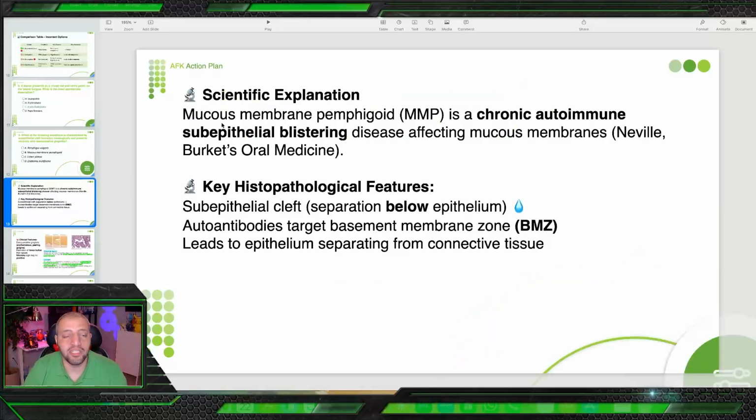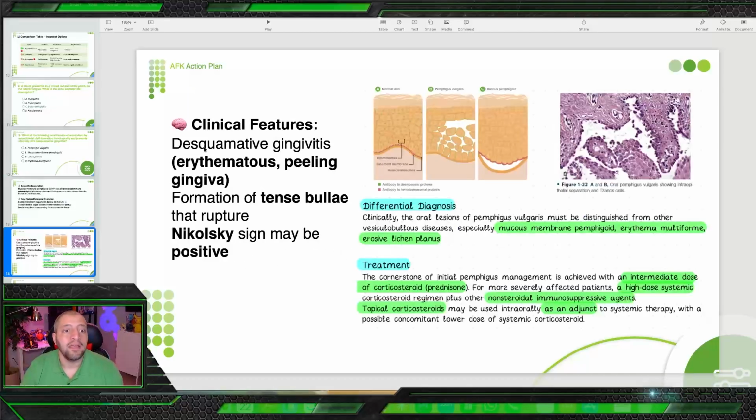So this is the clinical presentation of mucous membrane pemphigoid, which is a chronic autoimmune subepithelial blistering disease affecting mucous membrane, with subepithelial cleft separation below the epithelium. Autoantibodies target the basement membrane zone, BMZ, leading to epithelial separation from the connective tissue. This desquamative gingivitis, which is erythematous and peeling gingiva, can happen in 5 conditions: lichen planus, which is a severe form of lichen planus, lupus, mucous membrane pemphigoid, pemphigus vulgaris, and erythema multiforme. These are 5 conditions where we might end up with desquamative gingivitis.